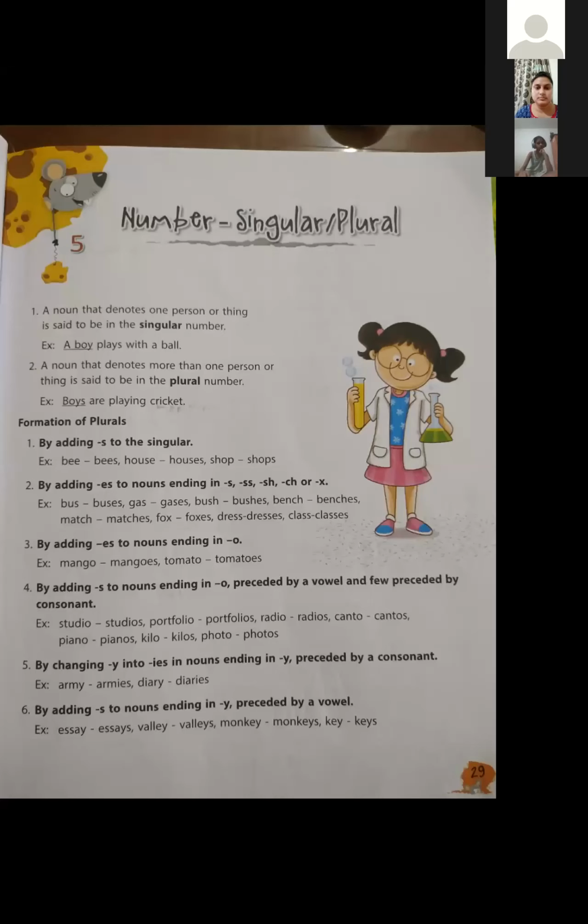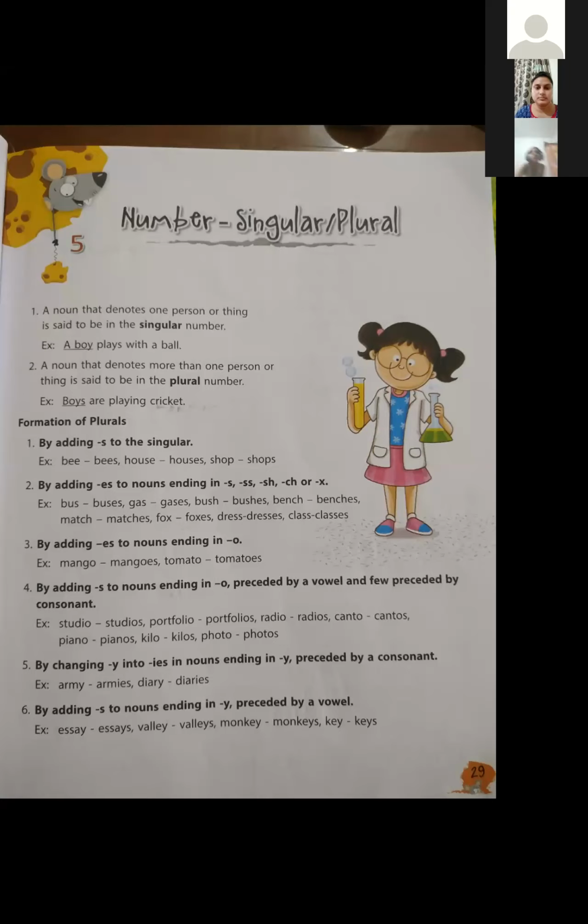Yes, students, it's number singular and plural on page number 29. So today we will begin with singular and plurals. A noun that denotes one person or thing is said to be singular in number. Okay? Like, a boy plays with a ball. So the example given here is singular, as the underlined word is a boy. Okay? The number is singular.